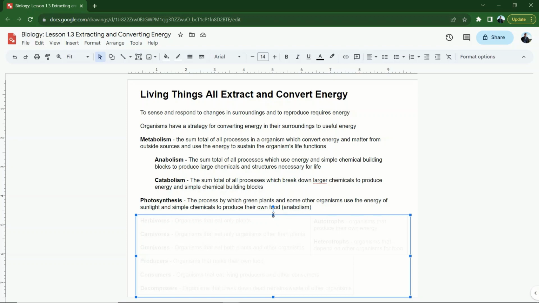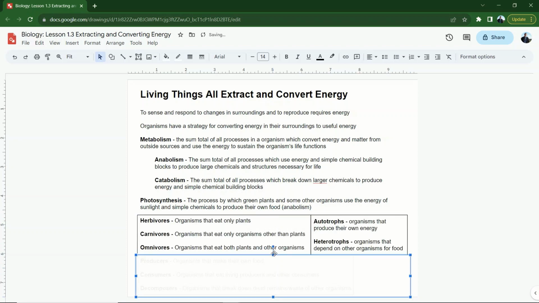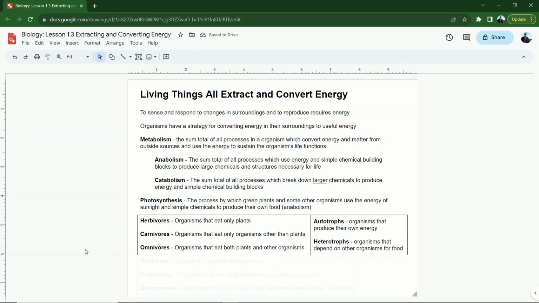All right? Most organisms that you think about when you think of living things, like plants, obviously, because plants are living things, but most of the time people think about animals as living things. Those animals don't make their own food. They have to get food from elsewhere. And we have some categories that we break those organisms down into. Herbivores are organisms that eat only plants. Carnivores are organisms that eat only organisms other than plants.